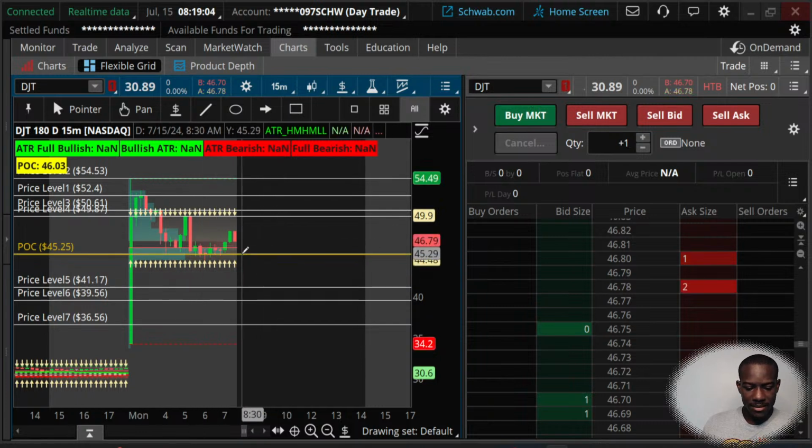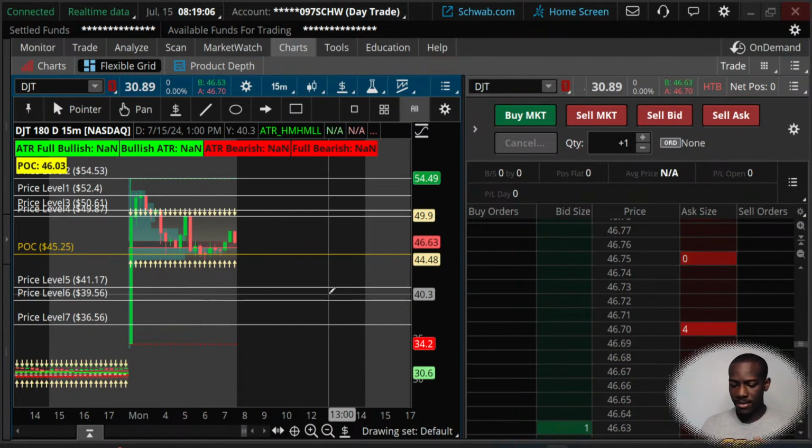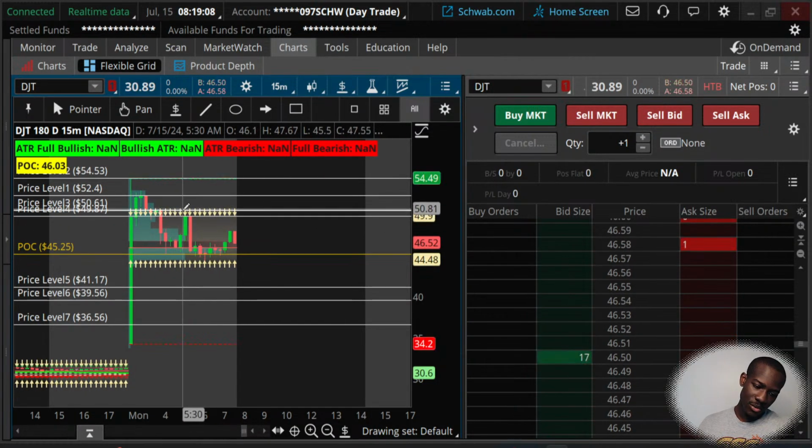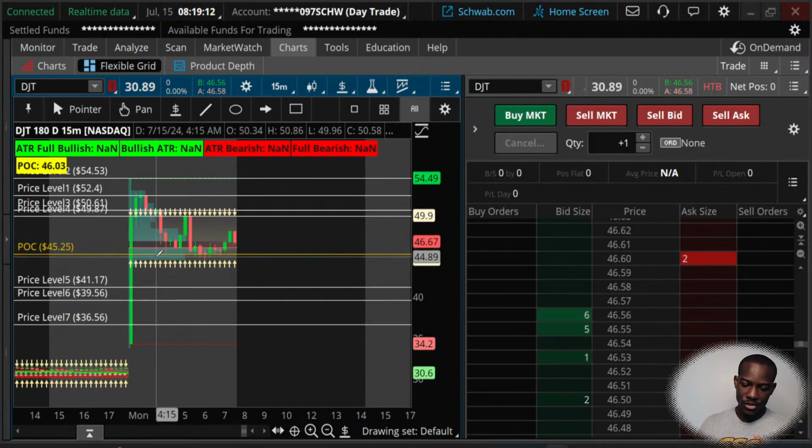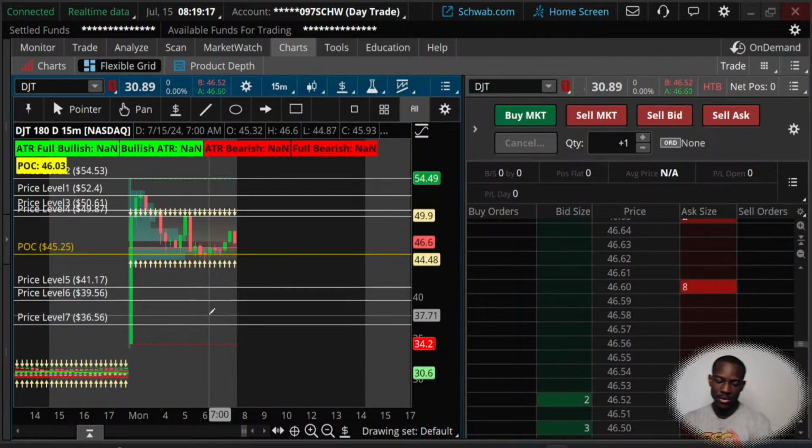DJT coming back to that point of control. Nice. And this is the third time that it's doing a little pullback like this. So will it fail again trying to get under this $45, or will it go ahead and go down? We have about 10 minutes into the bell as well.